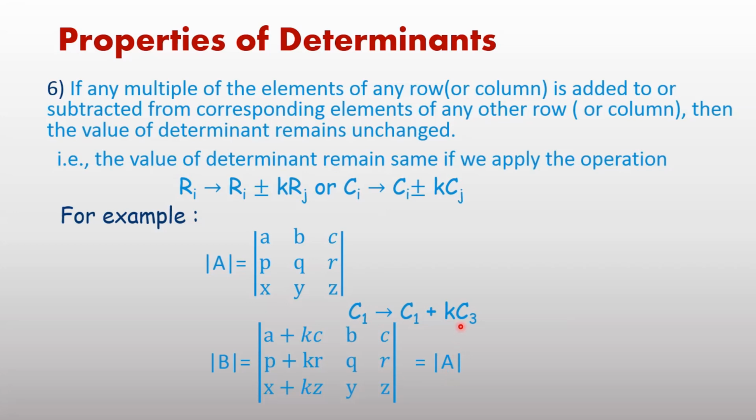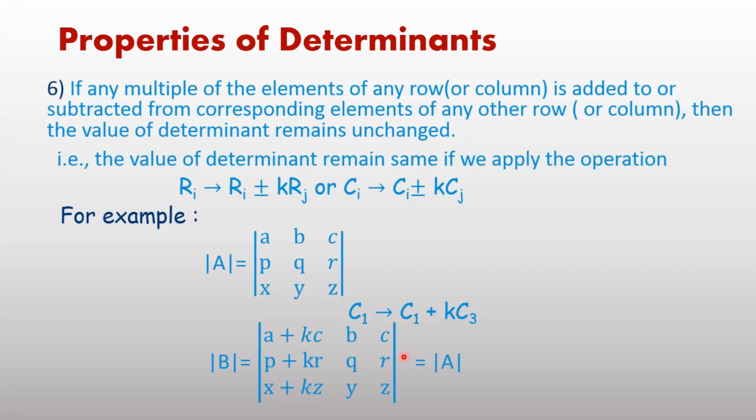You are going to apply this property, Ri replaced by Ri plus kRj, Ri replaced by Ri minus kRj, or Ci replaced by Ci plus kCj, or Ci replaced by Ci minus kCj, then value of determinant remains same, unchanged. This is a very important property in the solving of questions based on determinant.